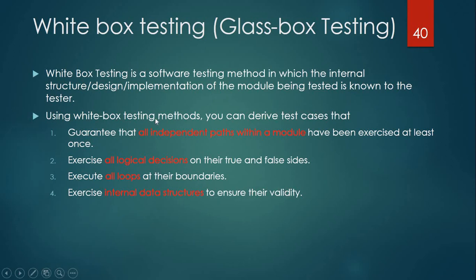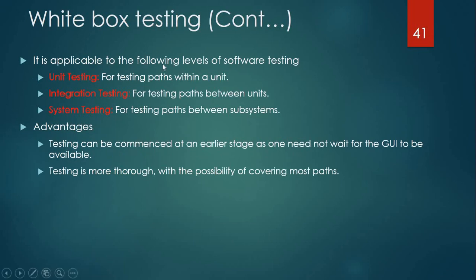This means the programmer will know all the conditions and all the paths of the internal structure, so the programmer can test it. But on the other hand, in black box testing, the tester does not have any internal structure knowledge, so they cannot test all the paths and loops. White box testing is applicable to the following levels of software testing. In unit testing, integration testing and system testing, we can use white box testing. In unit testing, for testing paths within a unit. In integration testing, for testing paths between the units. And in system testing, for testing paths between subsystems.